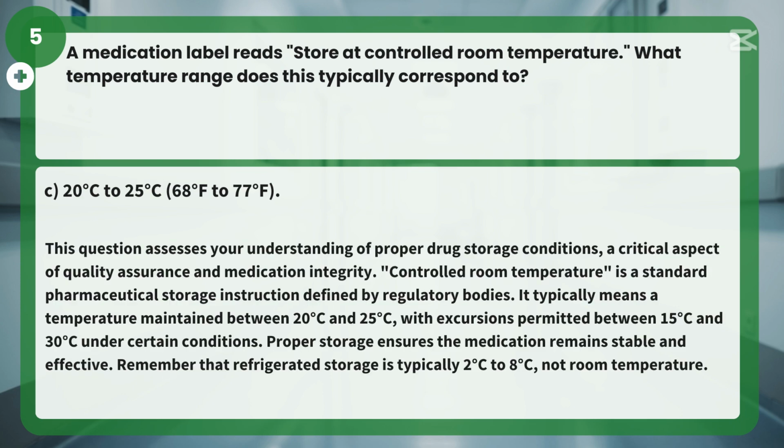Answer: C. 20 degrees Celsius to 25 degrees Celsius, 68 degrees Fahrenheit to 77 degrees Fahrenheit. This question assesses your understanding of proper drug storage conditions, a critical aspect of quality assurance and medication integrity. Controlled room temperature is a standard pharmaceutical storage instruction defined by regulatory bodies. It typically means a temperature maintained between 20 degrees Celsius and 25 degrees Celsius, with excursions permitted between 15 degrees Celsius and 30 degrees Celsius under certain conditions.